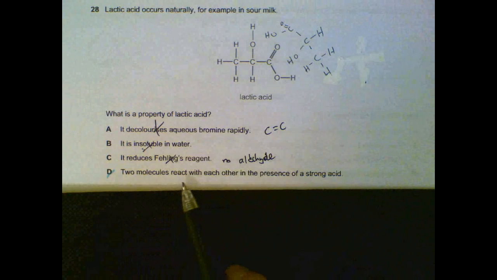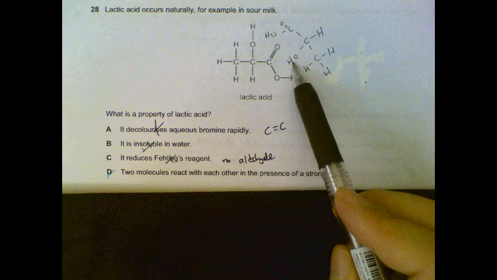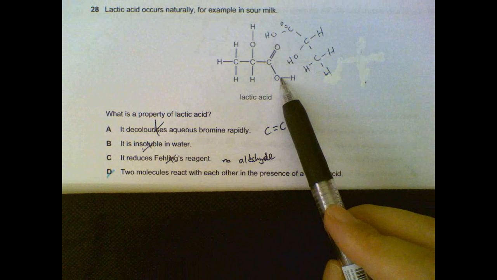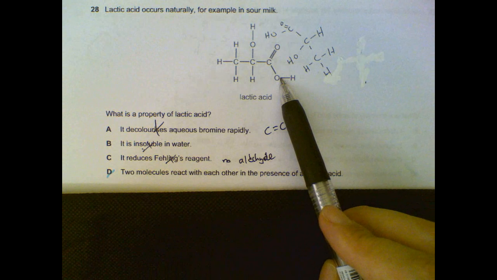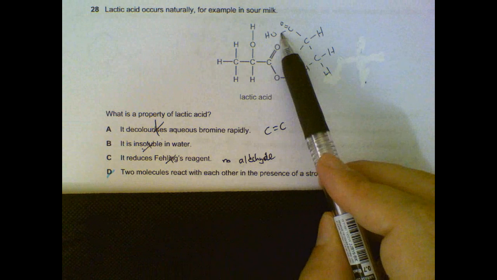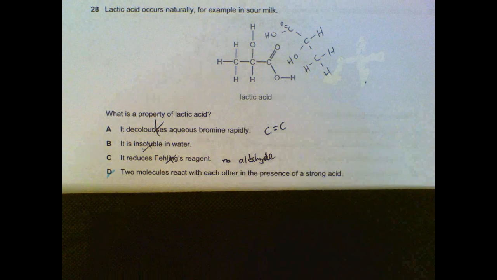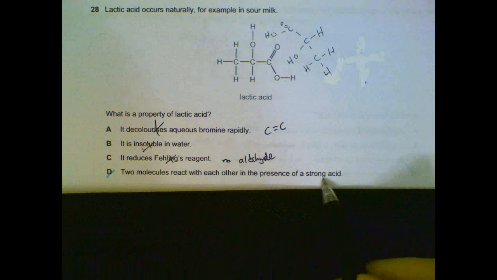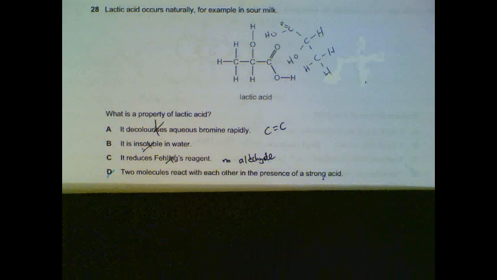Two molecules react with each other in the presence of a strong acid. How can you do that? If I have another lactic acid, we have the hydroxyl group that can join to the carboxyl group through esterification. So your acidic group here will also be able to join to your hydroxyl group by esterification. So with concentrated sulfuric acid, two molecules can undergo reaction to form esters or form ester bonds.